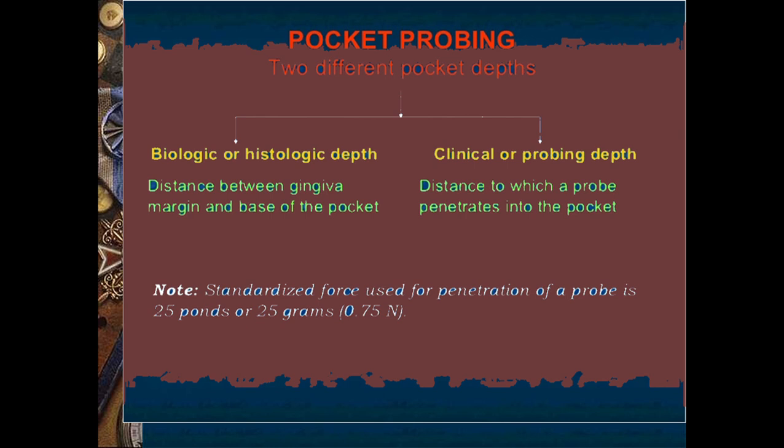Pocket probing: two different pocket depths, biological and clinical probing depth. Biological is the distance between the gingival margin and the base of the pocket. Clinical probing depth is the distance to which a probe penetrates in the pocket. The standard force for penetration of the probe is 25 grams or 0.75 Newton. This is very important to remember.